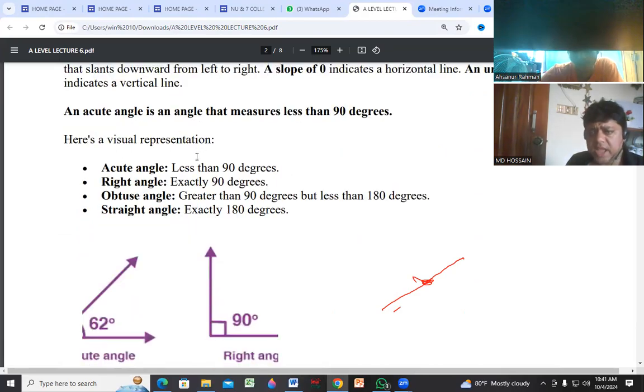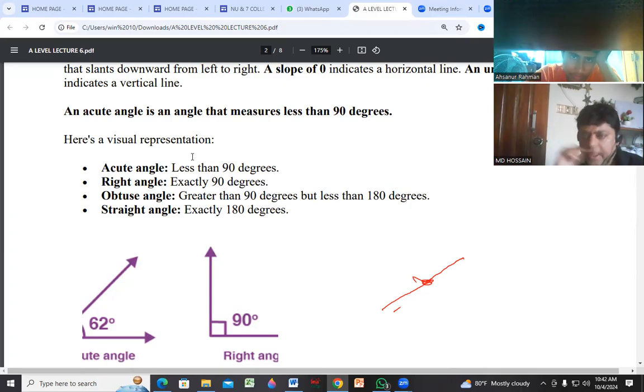Now the question is, acute angle. What is an acute angle? Can you tell me? Acute angle, the angle which is less than 90 degrees. Close your speaker towards the mouth, I cannot hear you. The angle which is less than 90 degrees.